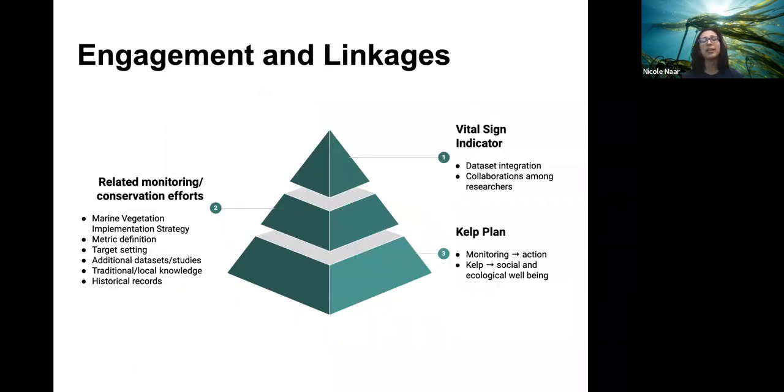So community engagement in this project can take many forms. There's direct engagement in the indicator development project, which is the top part of this pyramid here and the narrowest. So it's more narrowly defined to ensure that we're consistent with the Puget Sound Partnership Vital Signs Framework. And we welcome contributions like data sets and encourage collaborations with other scientists and among different researchers. We also welcome contributions that could inform related monitoring and conservation efforts and connect to the broader Kelp plan. So those are both broader in scope.